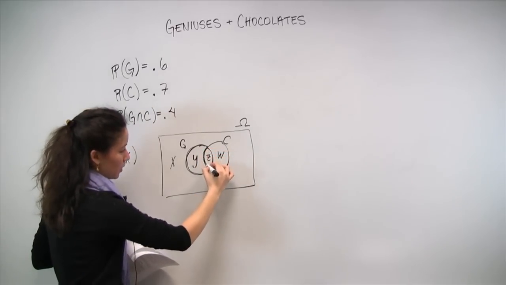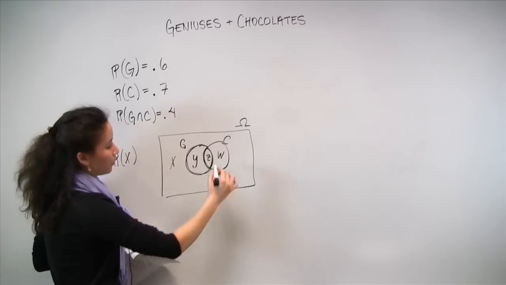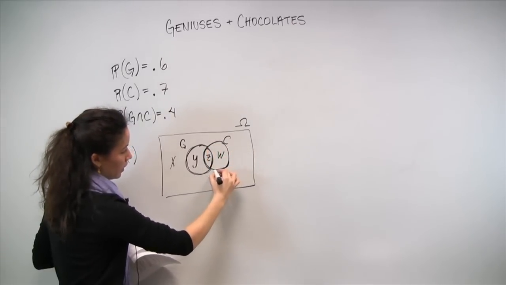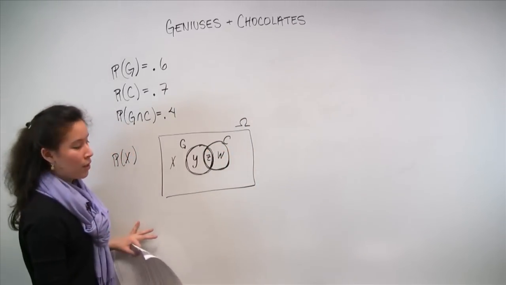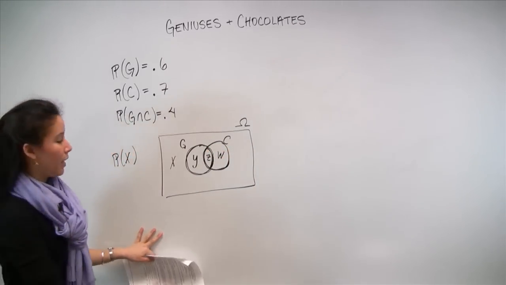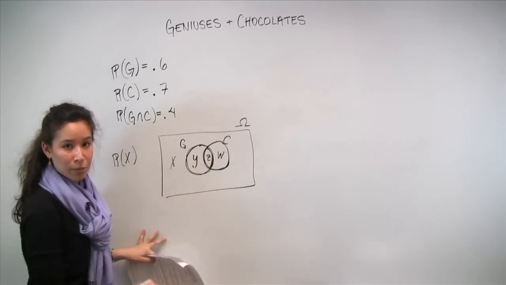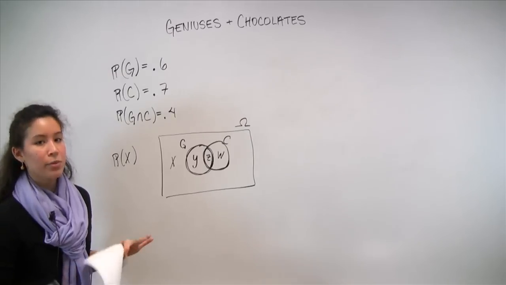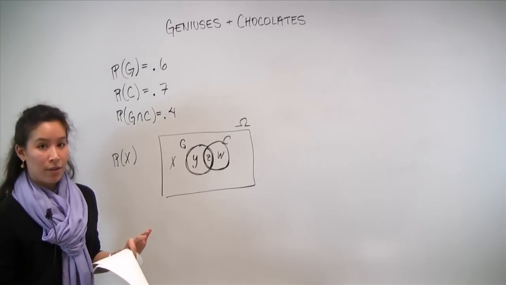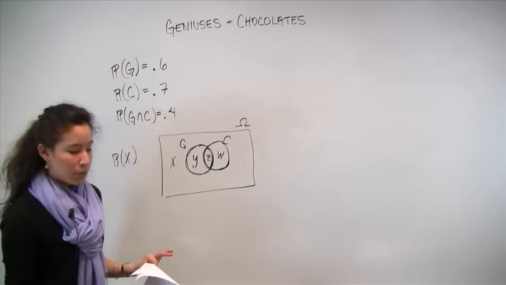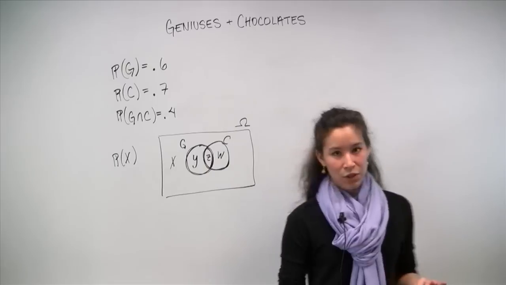Z, I'm using to refer to this teardrop. And W, I'm using to refer to this shape. So hopefully you agree that X, Y, Z, and W form a partition because they don't overlap, so they're disjoint, and together they form omega. So now we're ready to do some computation.